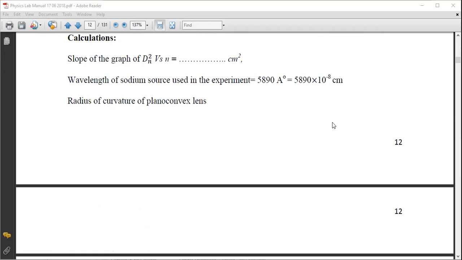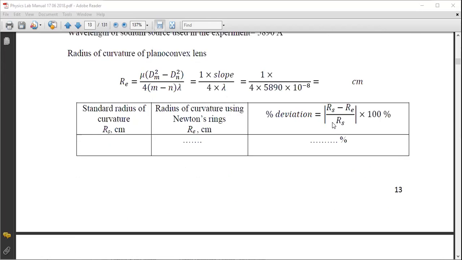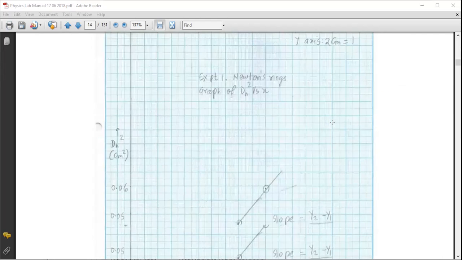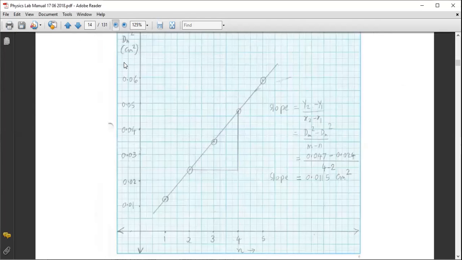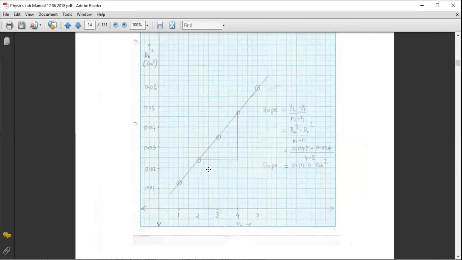Then you will plot a graph. Let me show you the graph. On the y-axis you have diameter square, Dn square, and on the x-axis you have the number of rings: first ring, second ring, third ring, fourth ring, fifth ring. So you get a straight line for D square in centimeter square against n, the number. So you get the slope.